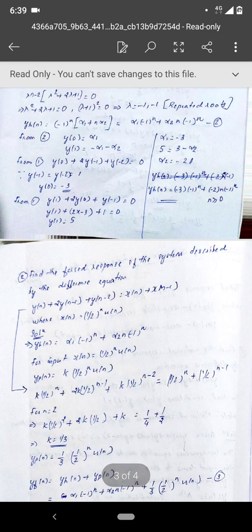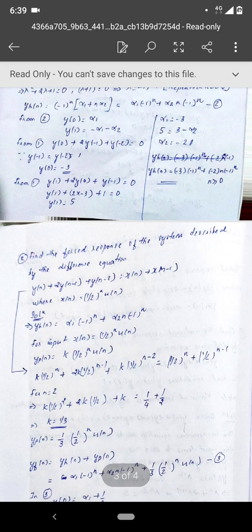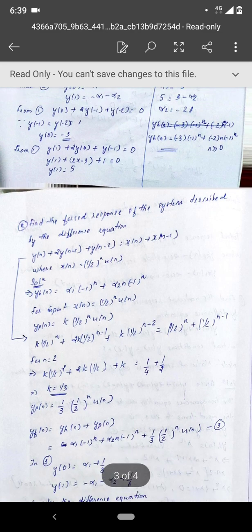Okay, so you got y of 0 and y of 1. You substitute the values of y of 0 is equal to alpha 1 and y of 1 is equal to minus alpha 1 minus alpha 2. From there you'll get the value of alpha 1 as minus 3 and alpha 2 as minus 2. Okay, and then you substitute those values and you'll get the homogeneous solution, which is the natural response. So that is the answer to the first question.